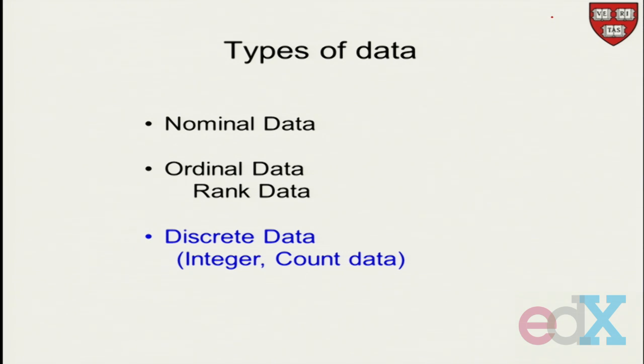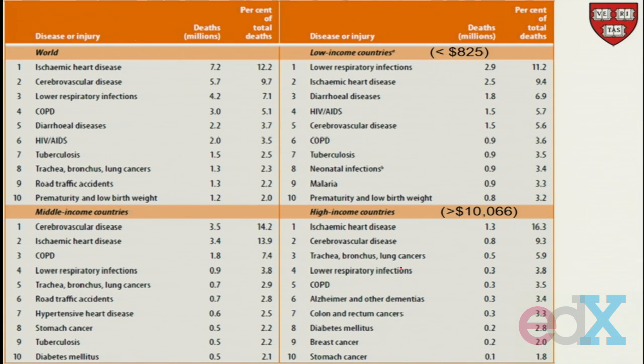The next level up is discrete data, sometimes called integer data or count data, because that's what it is. Discrete data is really, well, in mathematics we say you can put it into one-to-one correspondence with the integers, and basically counting. So for example, here are the number of deaths in millions in the world. So this we get from the WHO, and we see there were 7.2 million deaths from ischemic heart disease and 5.7 million from cerebrovascular disease, and so on.